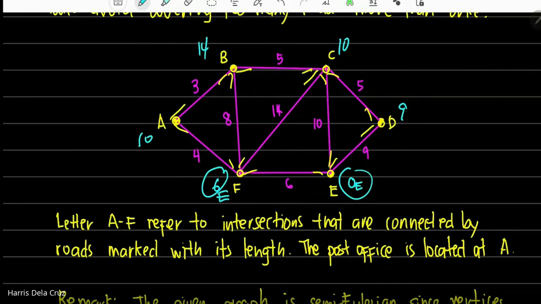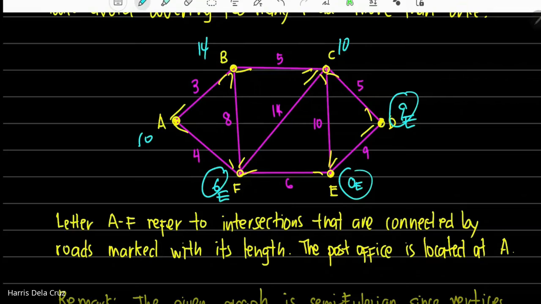Okay. From here, the smallest is 9. So, this is fixed coming from E. And then, I can go to C. 9 plus 5, 14. That's still bigger than C, so I'm keeping 10. Yan. Okay.